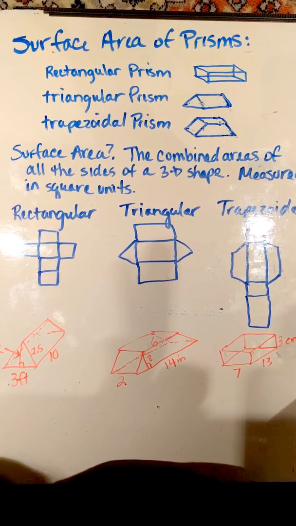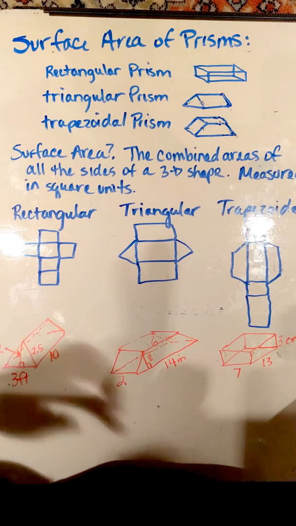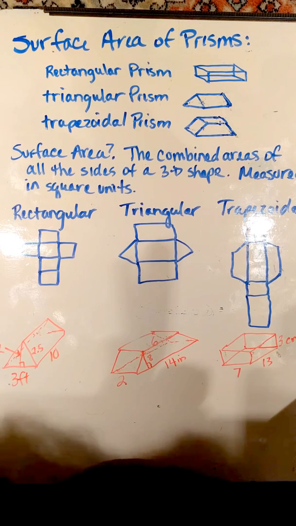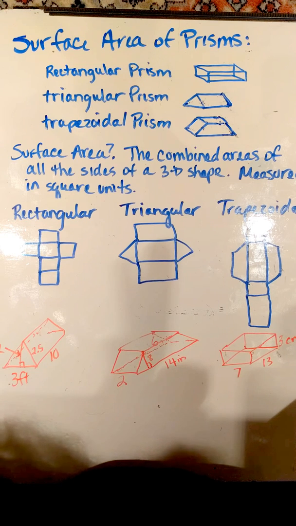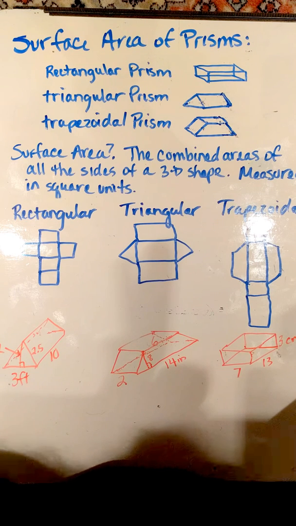Okay, I'm going to talk a little bit about surface area of prisms. So again, prisms are 3D shapes, or three-dimensional shapes, and we're going to talk primarily about three types of prisms: a rectangular prism, a triangular prism, and a trapezoidal prism. And again, these prisms are defined by the base of the shape.